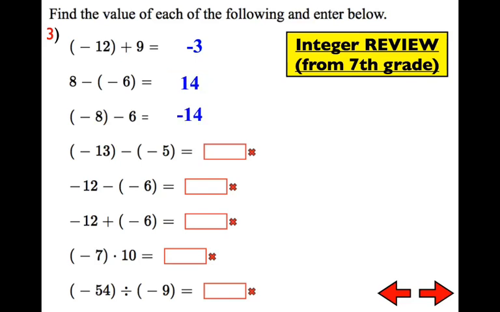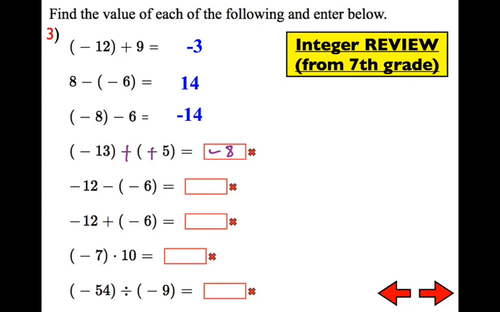All right, the next problem is negative 13 minus negative 5. What we really should be doing is we should be thinking of this as an addition problem, so adding the opposite. We have 13 negatives and only 5 positives. We have more negatives than we do positives. In fact, we have 8 more negatives than positives.